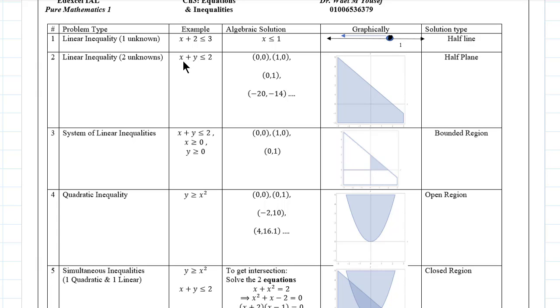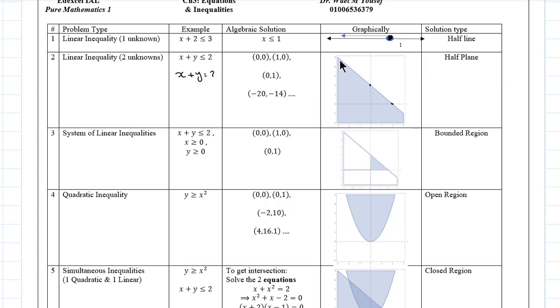Okay. But if we take an inequality with two variables, x plus y less than or equal to 2, in this case, we will draw the line x plus y equals 2 as a first step. If we want to represent this solution graphically, start by drawing x plus y equals 2, and it's very easy because I can take any 2 points on the line and join between them. If x equals 0, y equals 2, and this is the point here, and if y equals 0, x equals 2, this point here, and we will join between them to get this line.